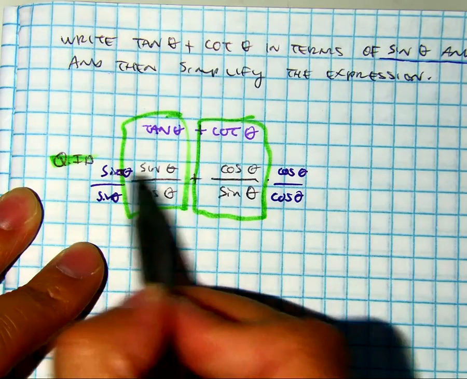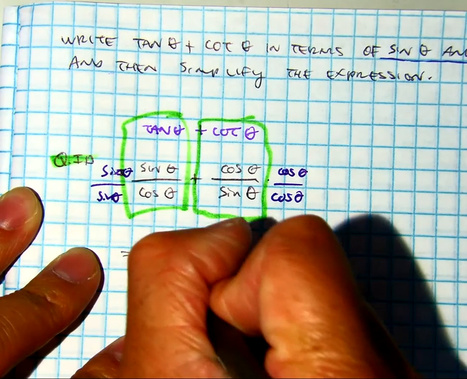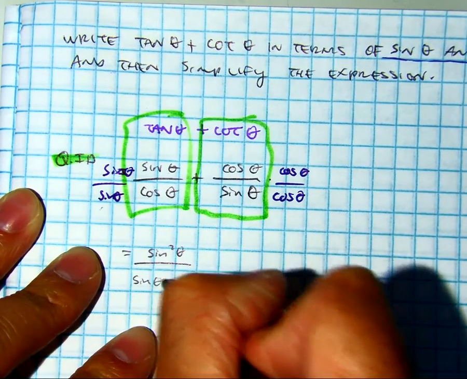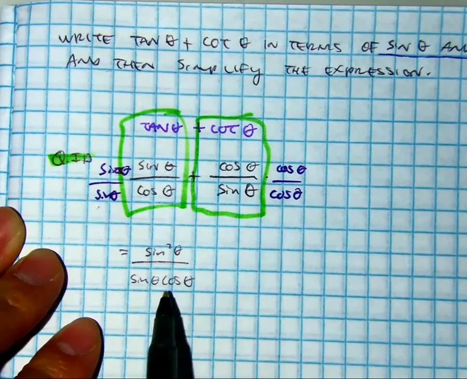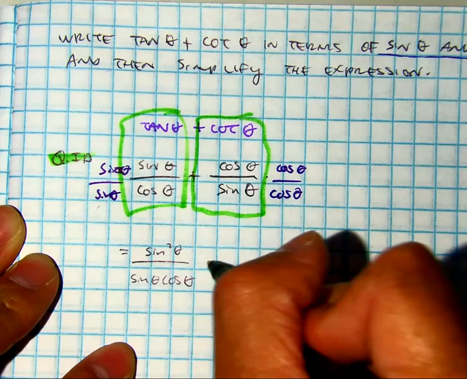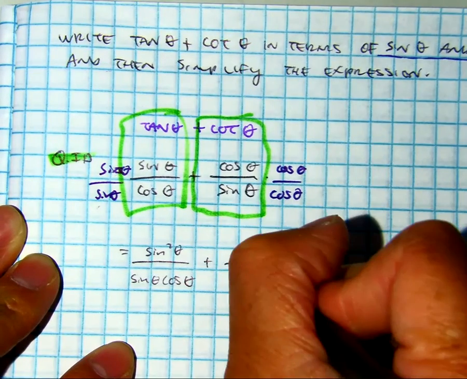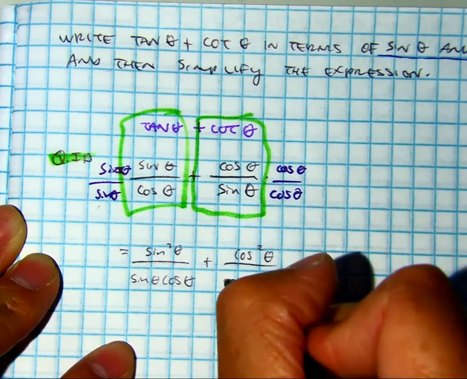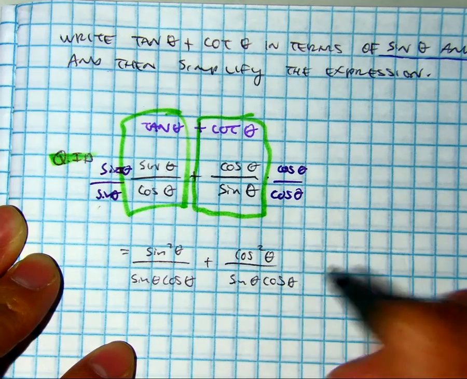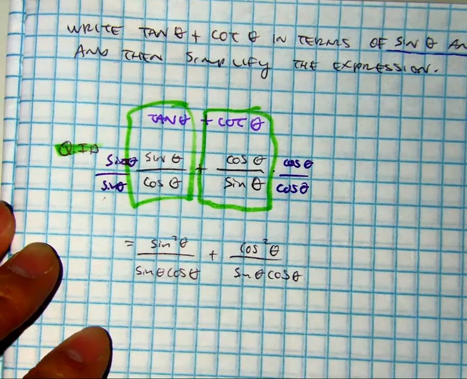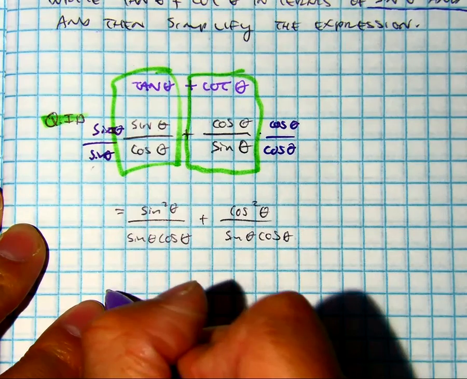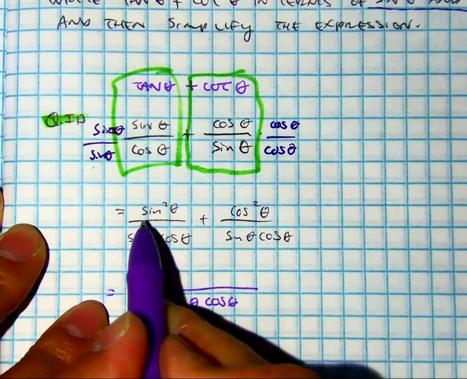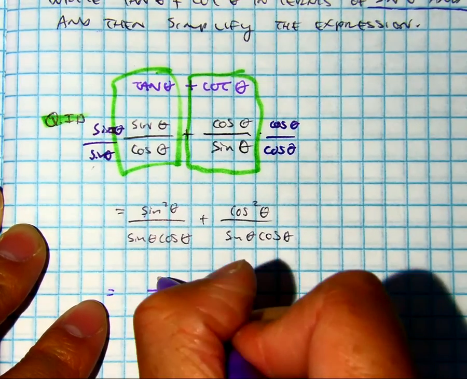So when you multiply these two, you're going to get sine squared theta over sine cosine. Now it doesn't matter which one you have first, just be consistent. So we put sine first. And this side is cosine times cosine, which is cosine squared theta over sine theta cosine theta. Class, yes or no? Do they have a common denominator? Yeah. Common denominator is sine cosine. And now I have sine squared theta plus cosine squared theta.